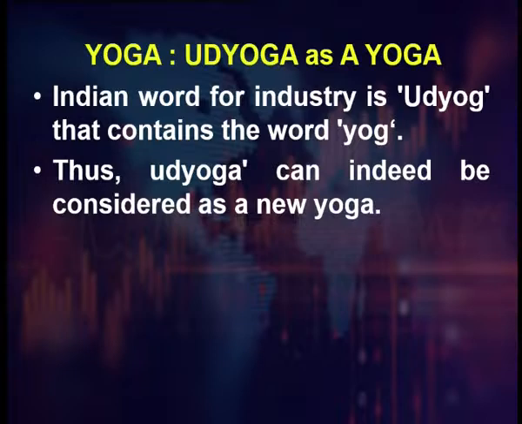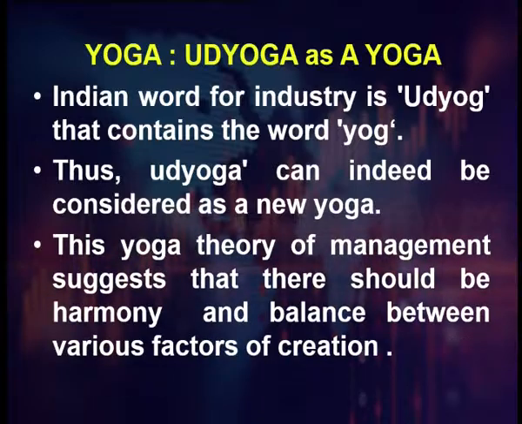So udyoga, or industry, can indeed be considered as new yoga, and this yoga theory of management suggests that there should be harmony and balance between various factors of creation. Whatever factors you have for creating or producing something, there has to be a balance between all those factors of creation. There should not be any clash. So we talk about the harmony among all the resources, among all the factors which we are going to use for production. This is the relevance of the first term, yoga.